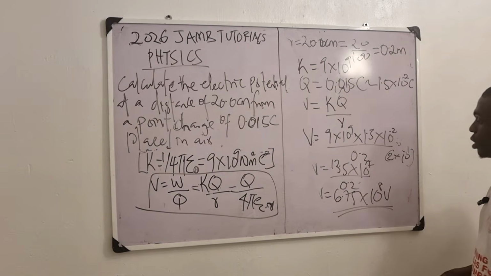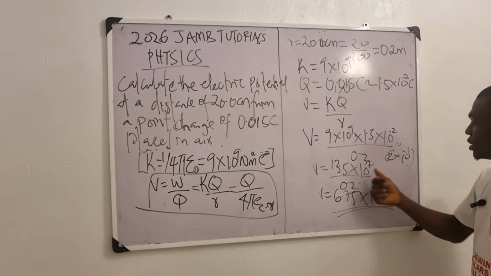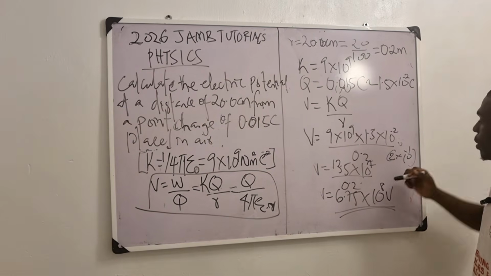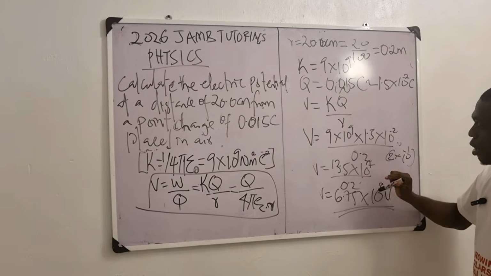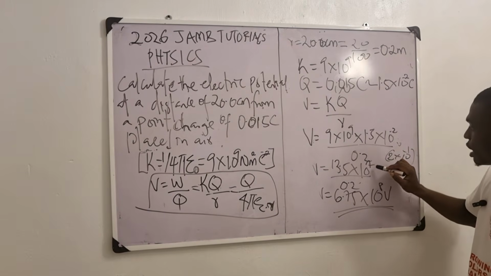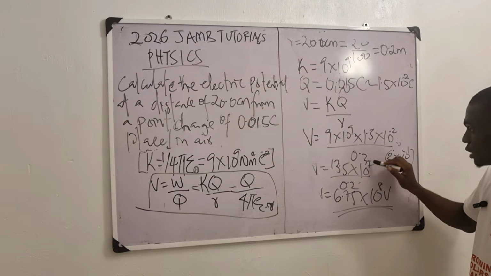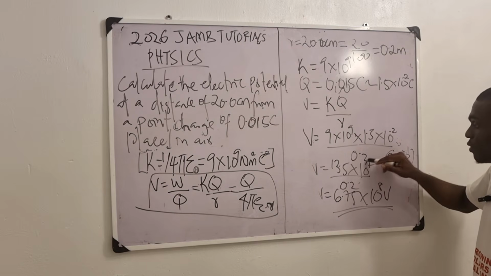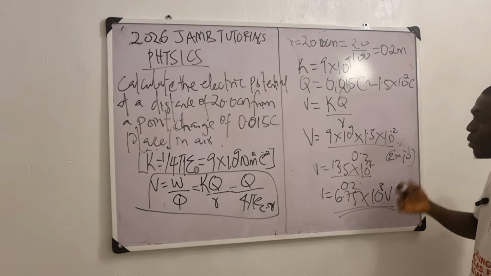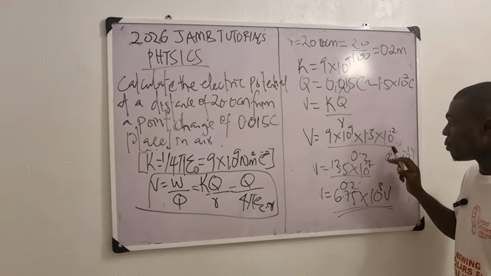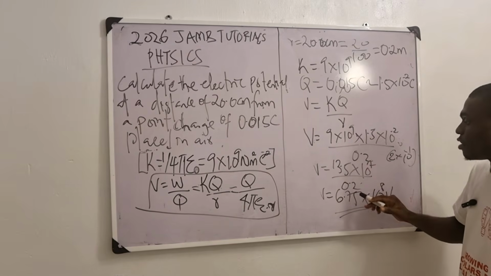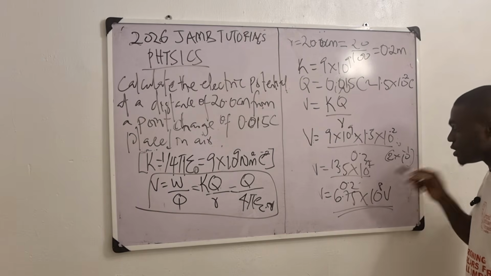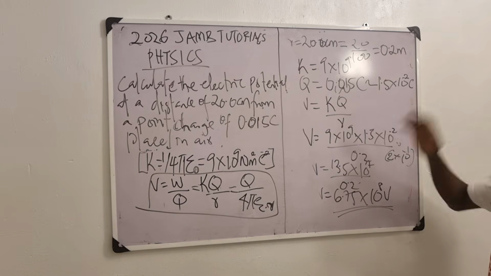The reason our answer is 6.75 times 10 raised to power 8 is that we converted 0.2 to 2 times 10 raised to power minus 1. When this minus 1 moves from the denominator, it becomes plus 1, so 7 plus 1 becomes 8. Then 13.5 divided by 2 is 6.75. So 6.75 times 10 raised to power 8 volts is our final answer.